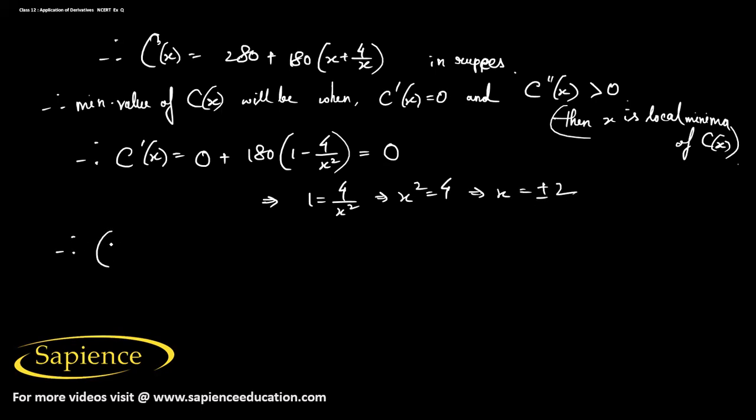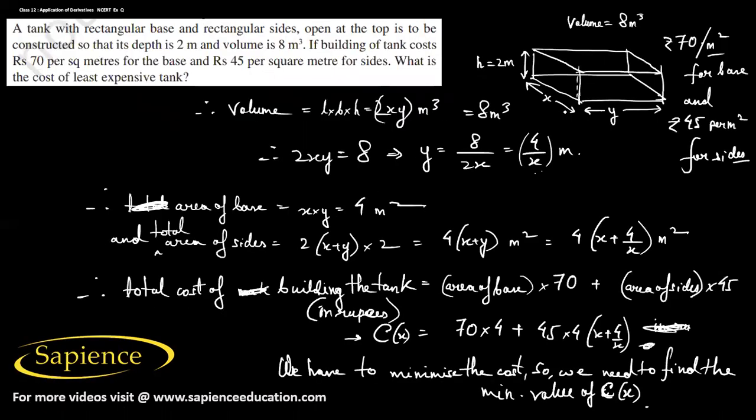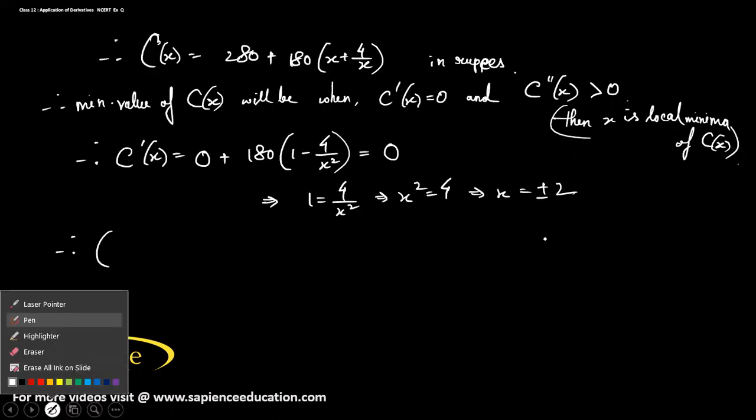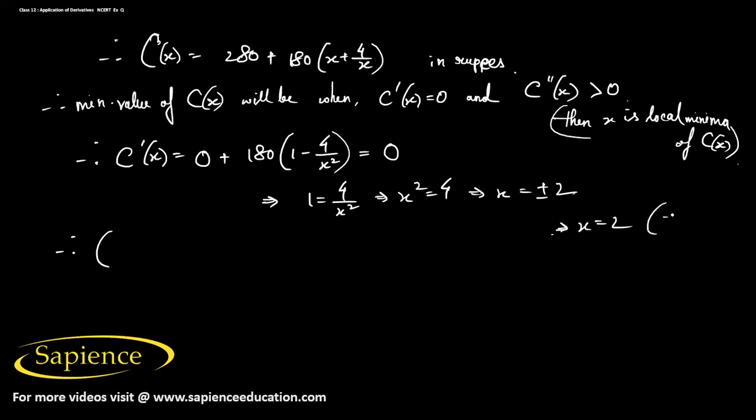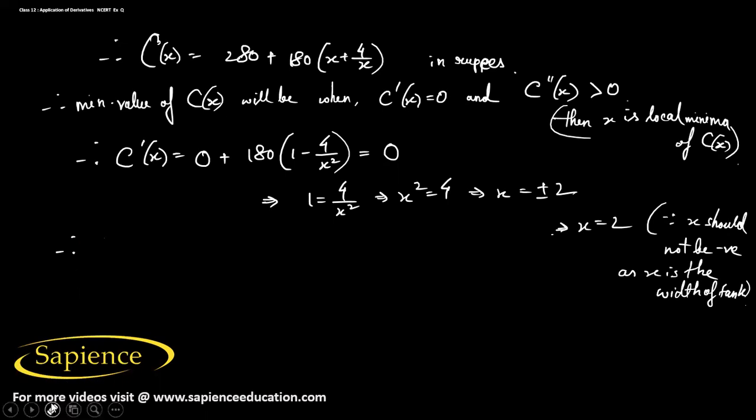Now x is the width of the tank, which cannot be negative. So therefore x should be equal to 2, since x should not be negative, as x is the width of the tank. So now c dash 2 is equal to 0.